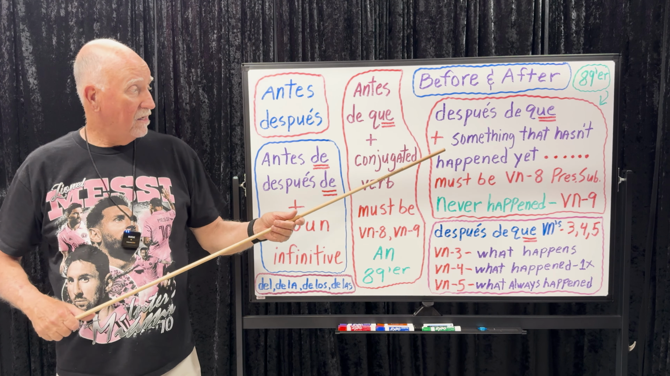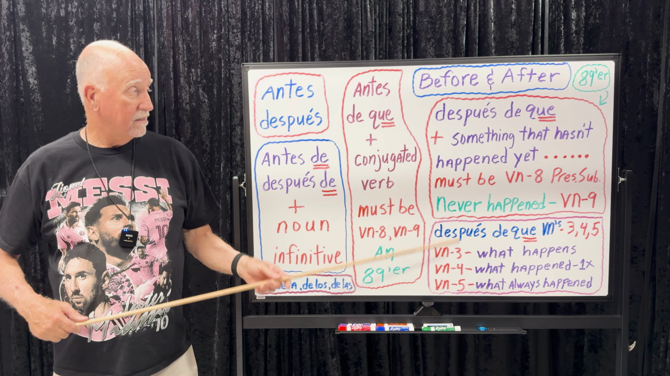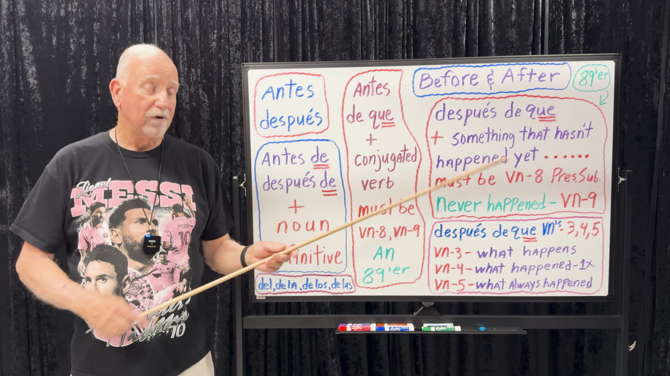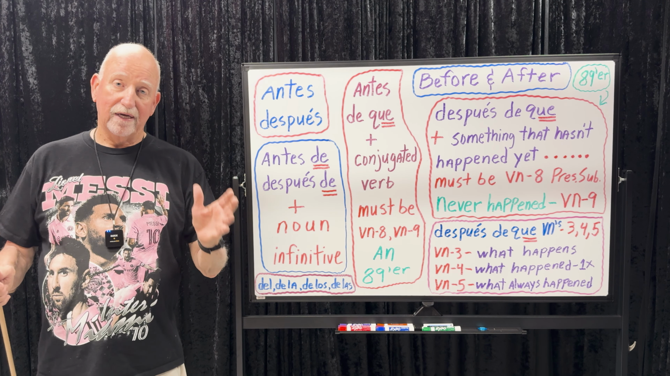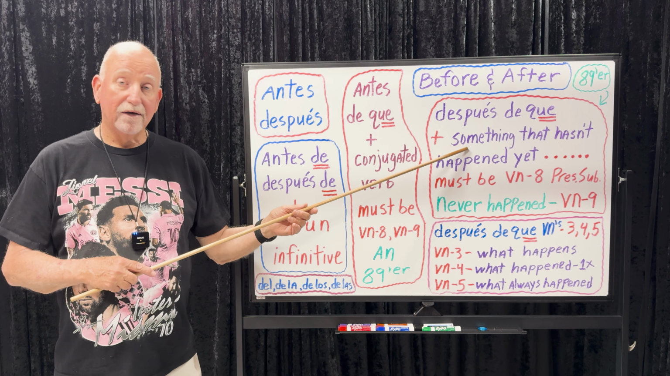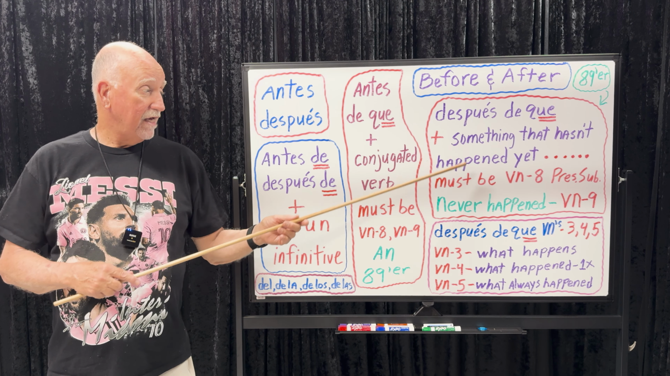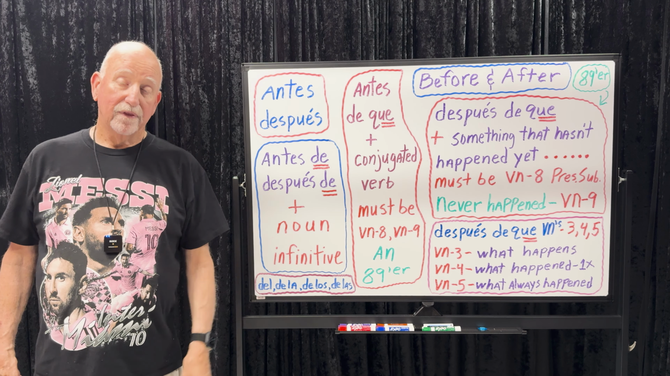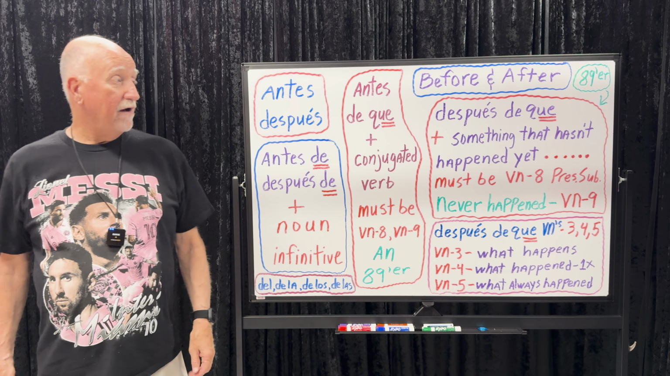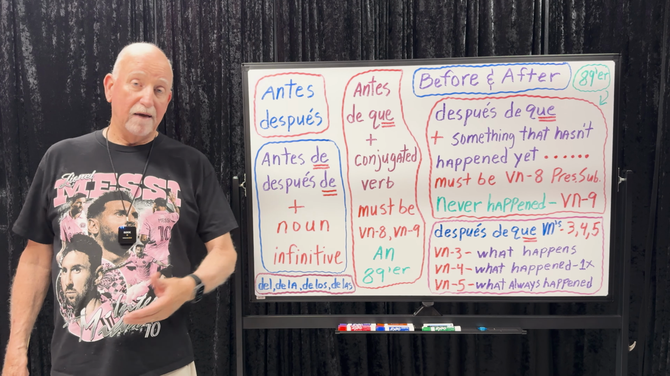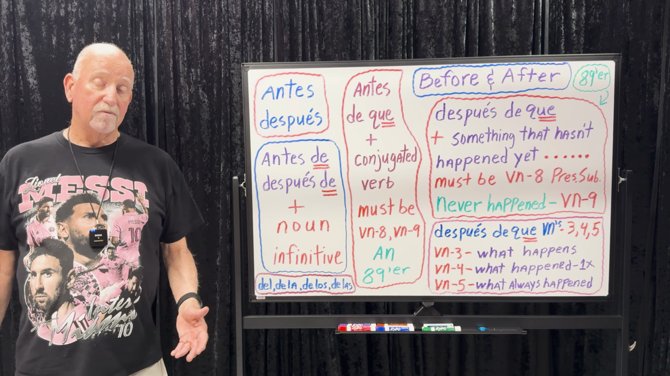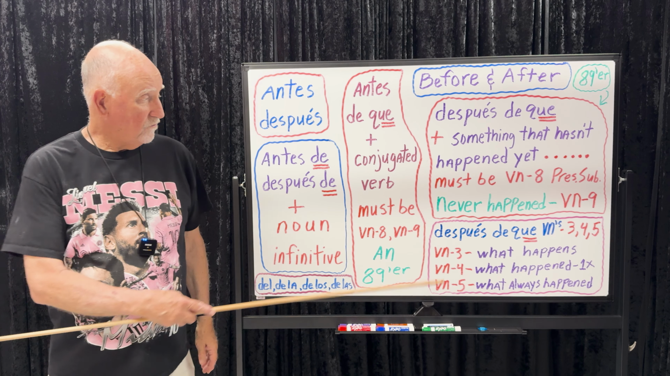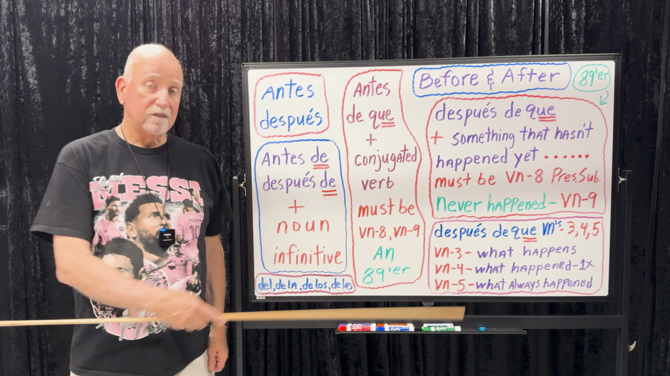And después de que, we've got three things to consider. Well, actually six. If you want to say after and follow it with something you haven't done, you have to go with the present subjunctive, verb number 8. After I graduate. Después de que me gradúe. I haven't graduated yet. If I want to say after I graduated, but it never happened, it would be después de que me graduara. Okay? If I want to say after it starts, después de que empiece. If I want to say after it started, but it never did start because of bad weather, después de que empezara.